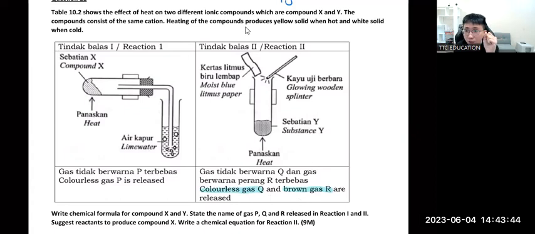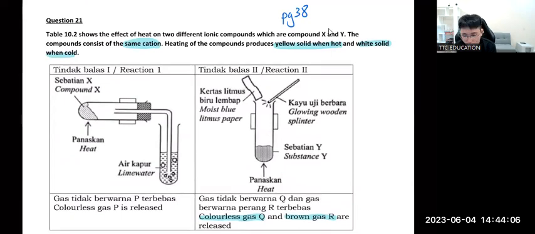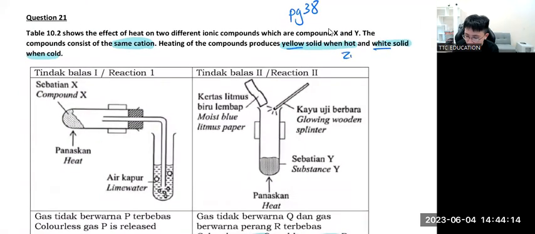And then they say heating of the compounds produces yellow solid when hot, white solid when cold. Guys, they're supposed to have the same cation. So same cation means X and Y have the same positive ion. Yellow when hot, white when cold is supposed to decide one of your chemicals already. So what is the chemical that is yellow when hot, white when cold? Yellow and white, that is zinc. But not just Zn, it's supposed to be ZnO. So after heating, you form ZnO. You get it? So that means your X confirm has Zn2+, your Y also has Zn2+.